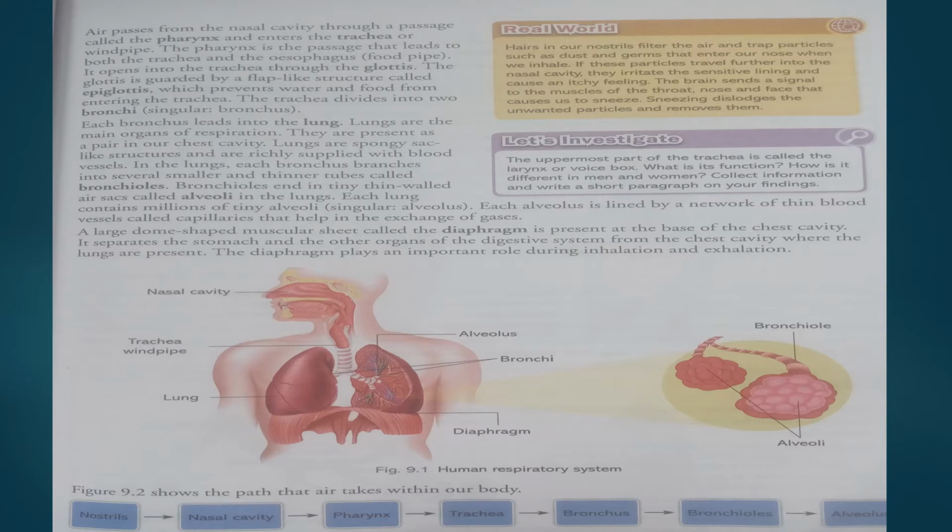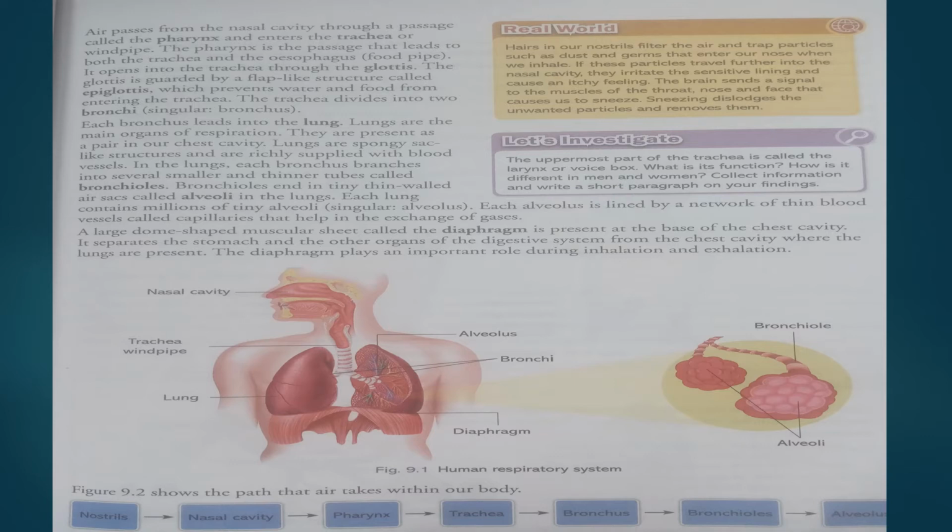Food moves through the food pipe, or we can say esophagus, and air moves through the windpipe, or we can say trachea. In this diagram, the trachea is given, that means the windpipe. The food pipe is not given, but the food pipe always resides along with this windpipe, and the windpipe is small compared to the food pipe.